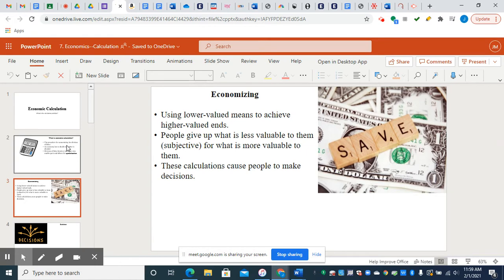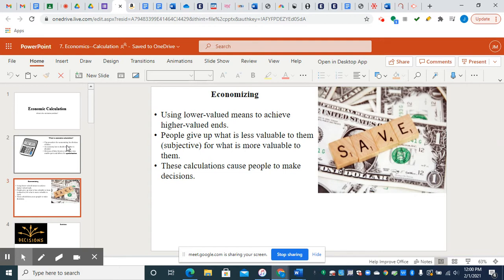Okay, so we go through this process of calculating what we want, and what we're willing to give up to get it, all the time. These calculations help us make our decisions. You have to ask yourself, like with the shoes, am I willing to give up $1,000 to get this particular pair of shoes? Some people would say yes.